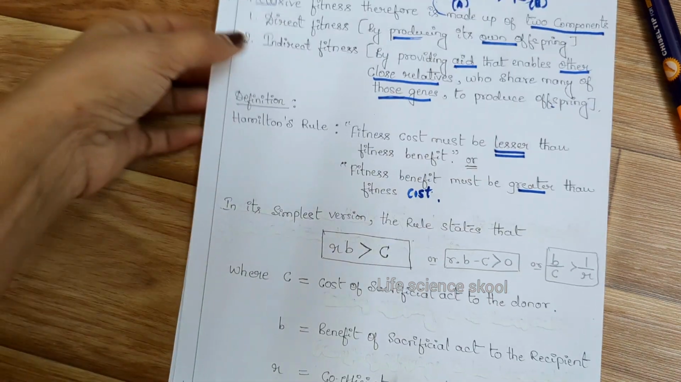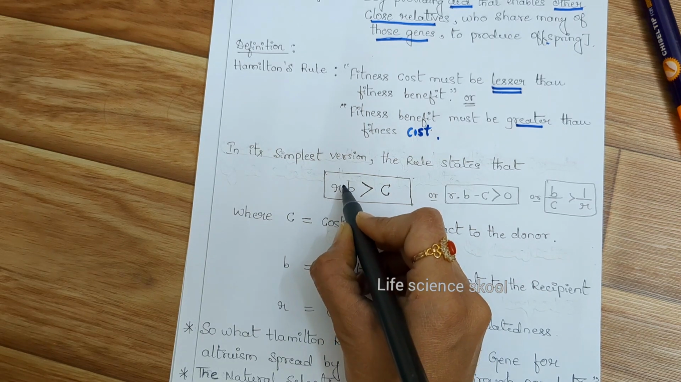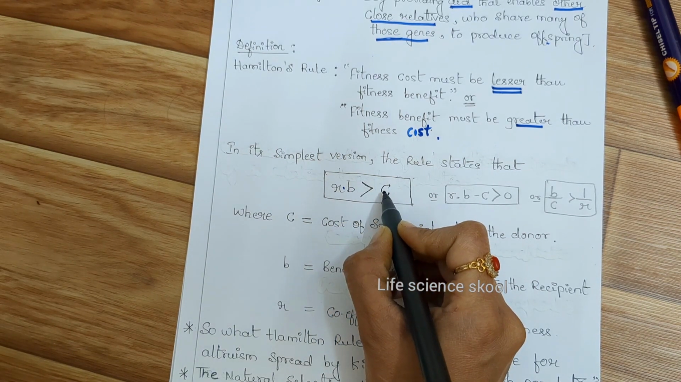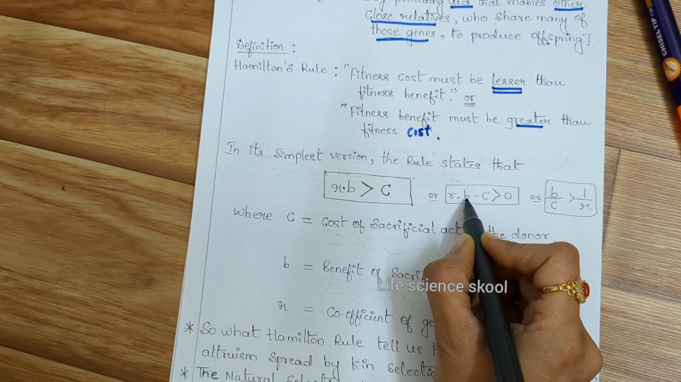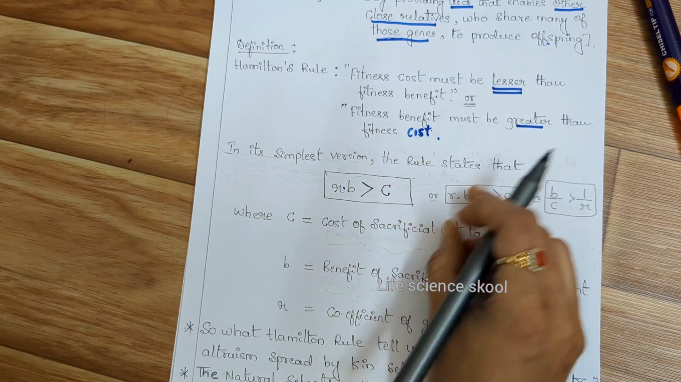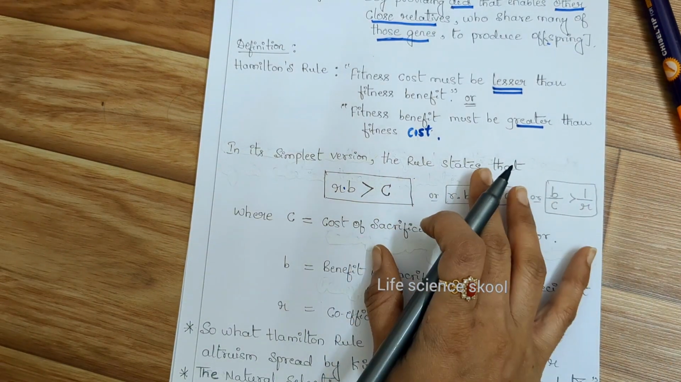Now it's fine. So in simple form we can write it like this: R times B must be greater than C. Equivalently, R times B minus C must be greater than 0. I have just converted this. You can represent it symbolically like this.